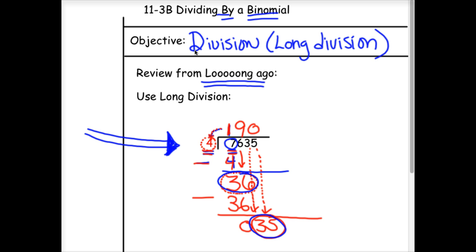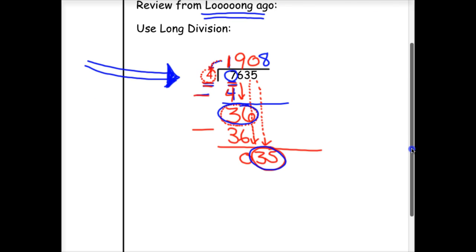what's 35 divided by 4? And I would say, well, 8 is the most I can get. So 8 times 4 is 32. And I again subtract. So notice we call this an iterative process in higher levels of math. You're just kind of doing the same thing over and over and over again.